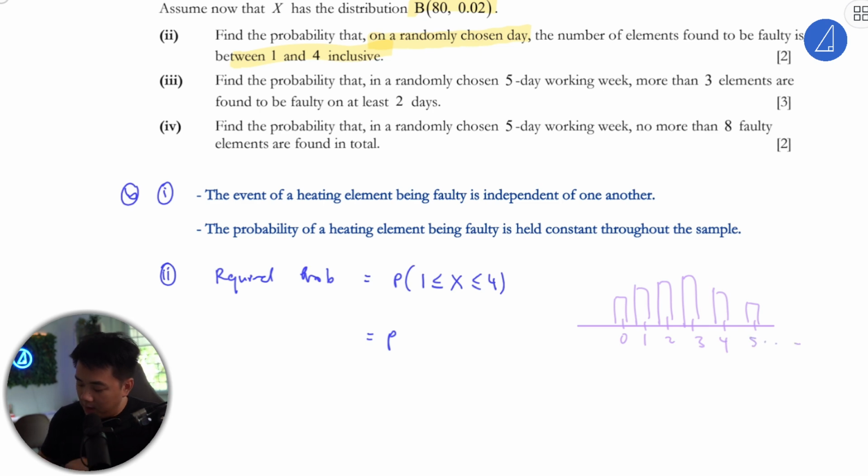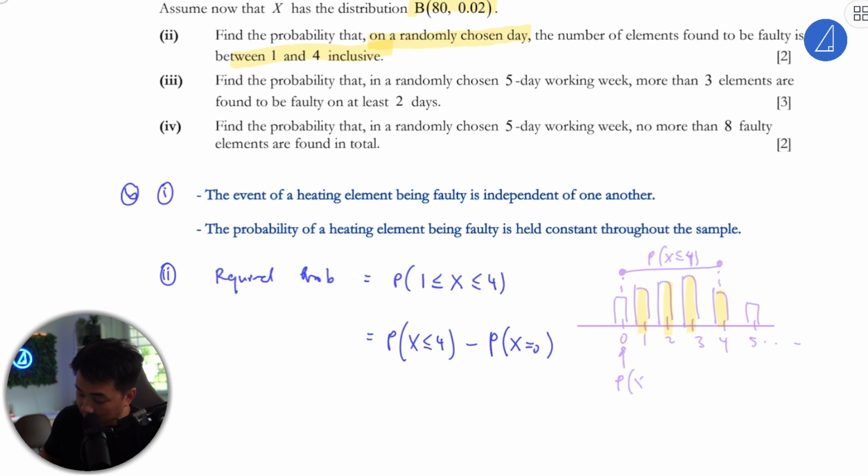You have to take P(X at most 4) minus P(X equals 0). Okay, don't minus off 1. A lot of students make a mistake of putting this one as 0, because you want this class, this and this. So here to here is your P(X at most 4). Here, this guy is P(X equals 0).